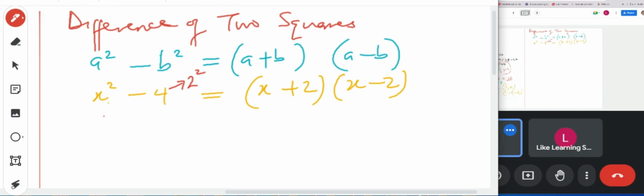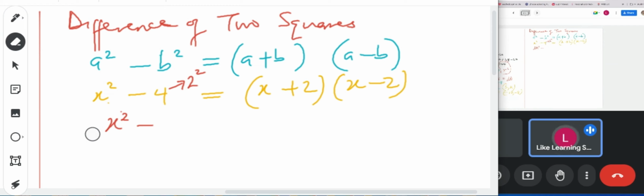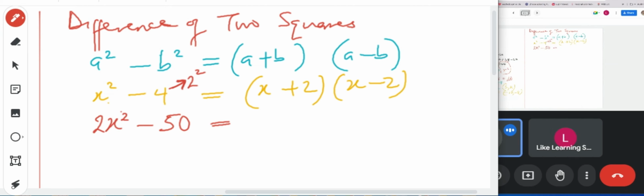Just if you have 2x squared minus 50, what will it be? It would be bracket, no way. Wouldn't be 2, wait, okay.